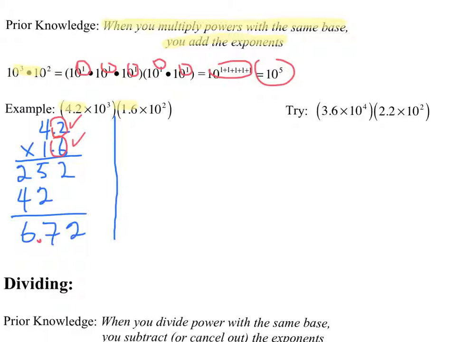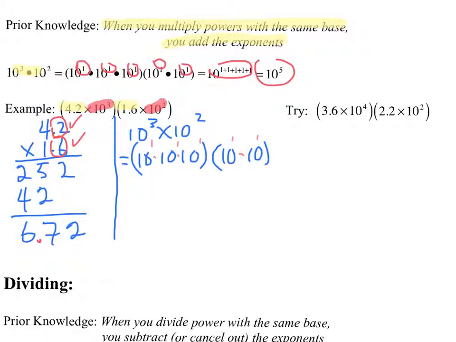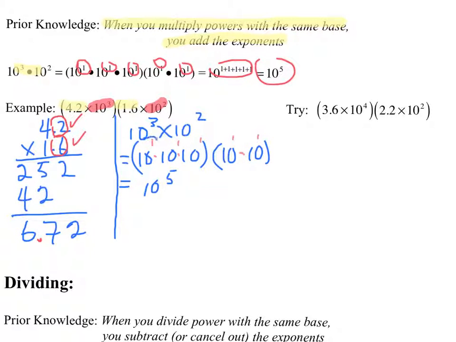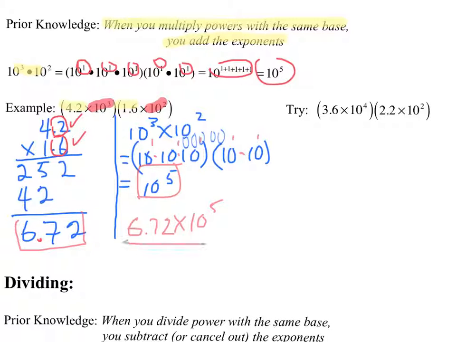The second part of this problem will be 10 to the third times 10 squared. 10 to the third power times 10 squared really means 10 to the fifth power. And you get there by adding up these exponents. So these two answers will make up the total answer. So the answer will be 6.72 times 10 to the fifth.